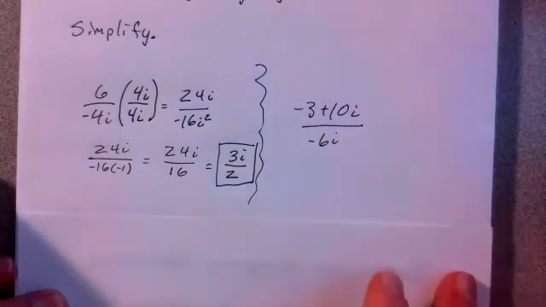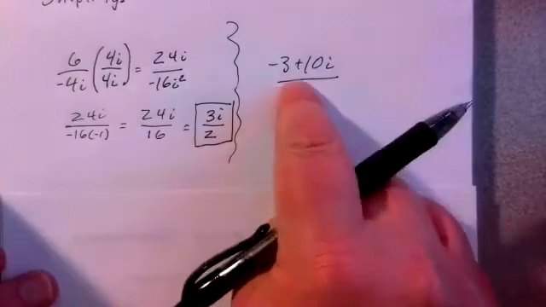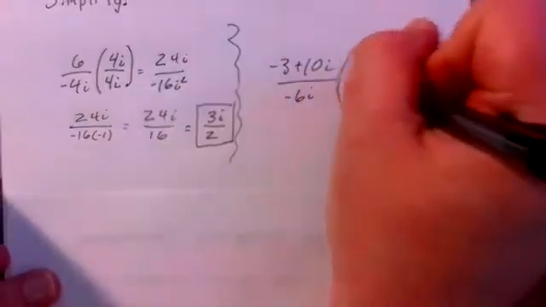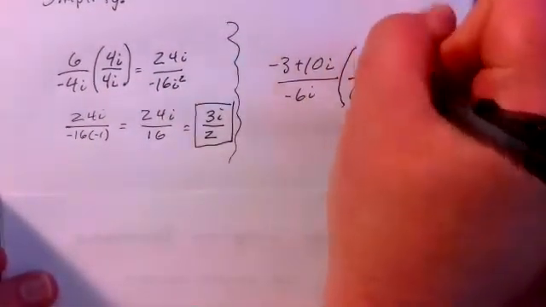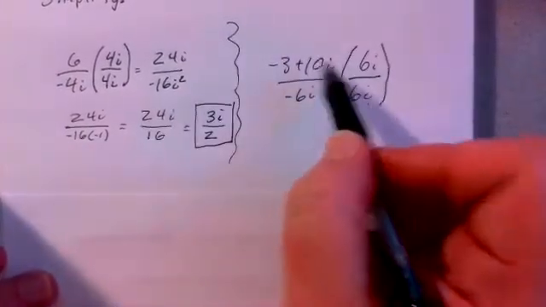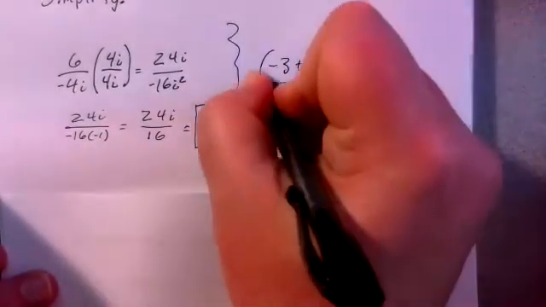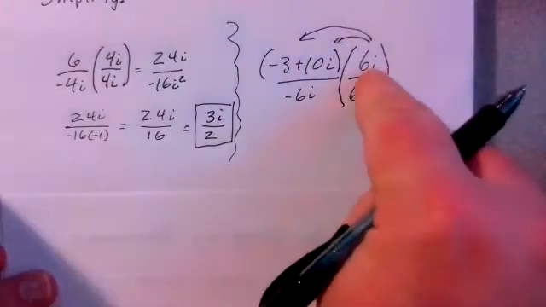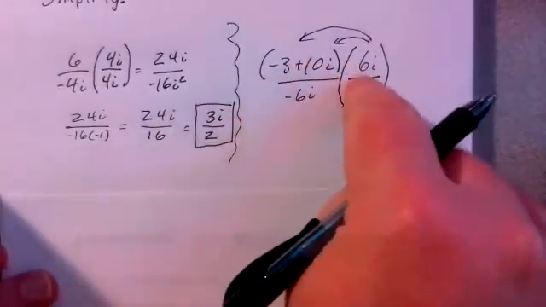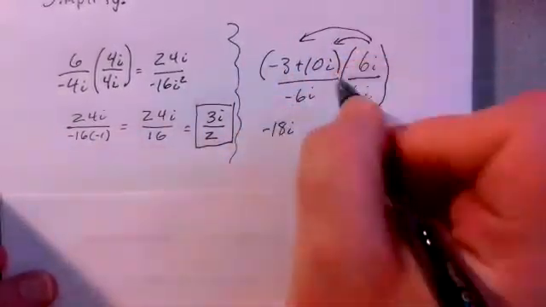Let's take a look at this other example over here. -3 plus 10i over -6i. The complex conjugate for -6i, as we saw over here, would then be a positive 6i. And now here I have what's considered a binomial times a monomial. So here on my numerator, I have to distribute. So -6i, or excuse me, positive 6i times a -3 would be -18i.